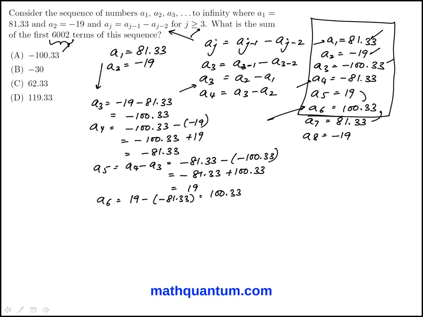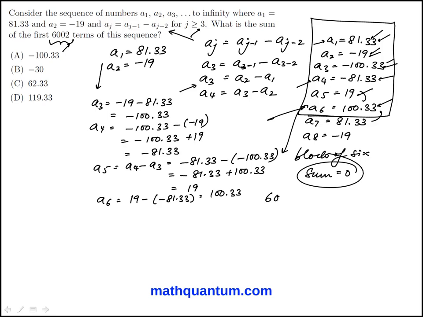Now we need to find the sum of the first 6,002 terms. So let's look at the sum of this block of 6. And you'll notice that we have a negative 81.33 plus 81.33, minus 19 plus 19, minus 100.33 and 100.33, which means that the sum is 0 for this block.